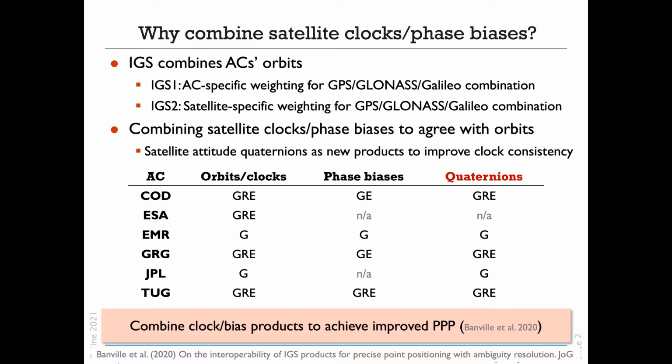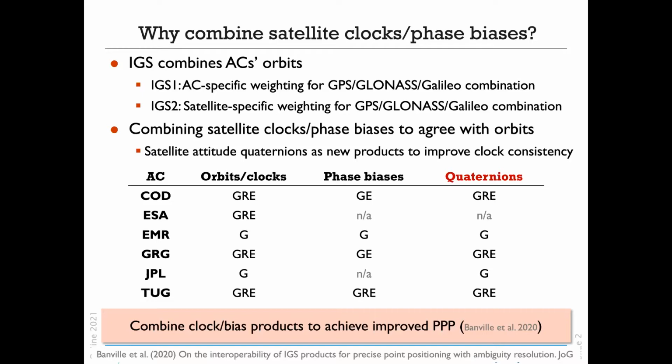The first one is the AC specific weighting, that means you have a global weighting, and the second one is based on the specific satellites, so each satellite will have a different weighting strategy. We will compare them briefly. After we have the orbit combination, we also need to combine the satellite clocks and the phase biases to make the best agreement among the three products, to enable the highest performance for the PPP solutions.